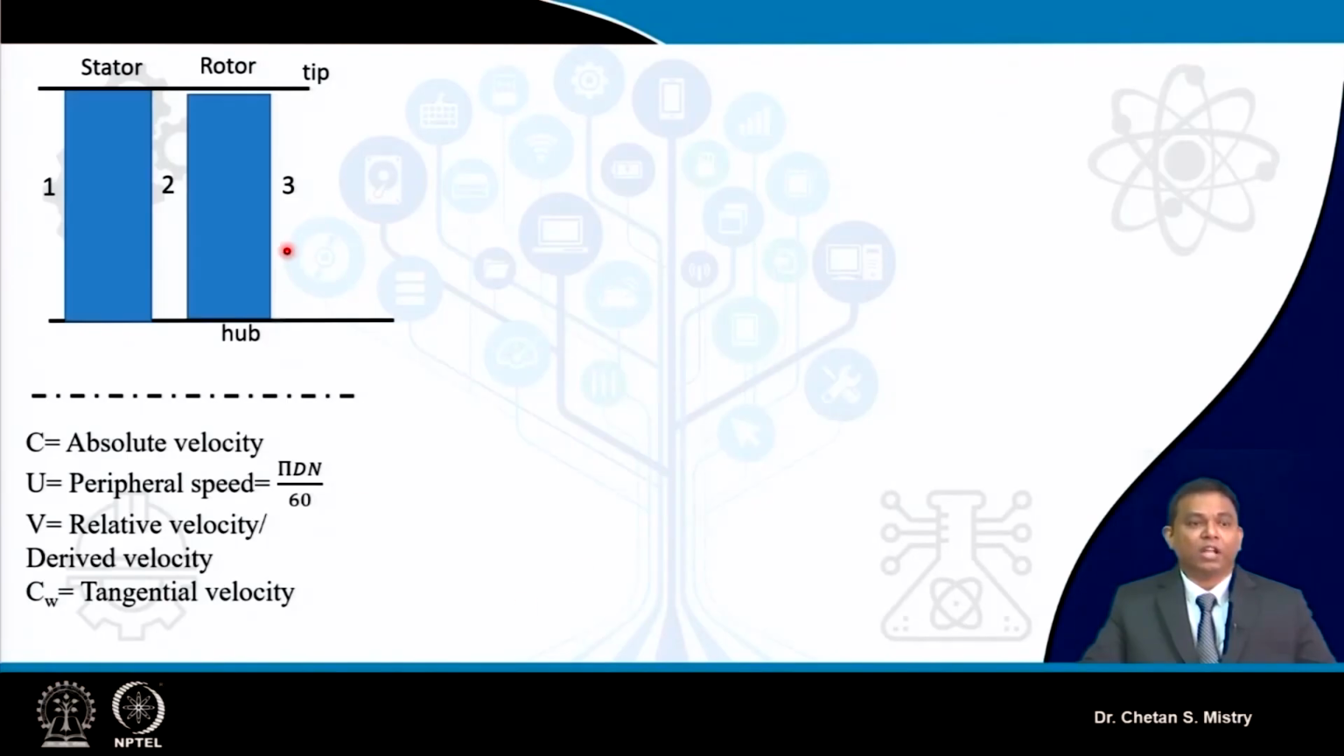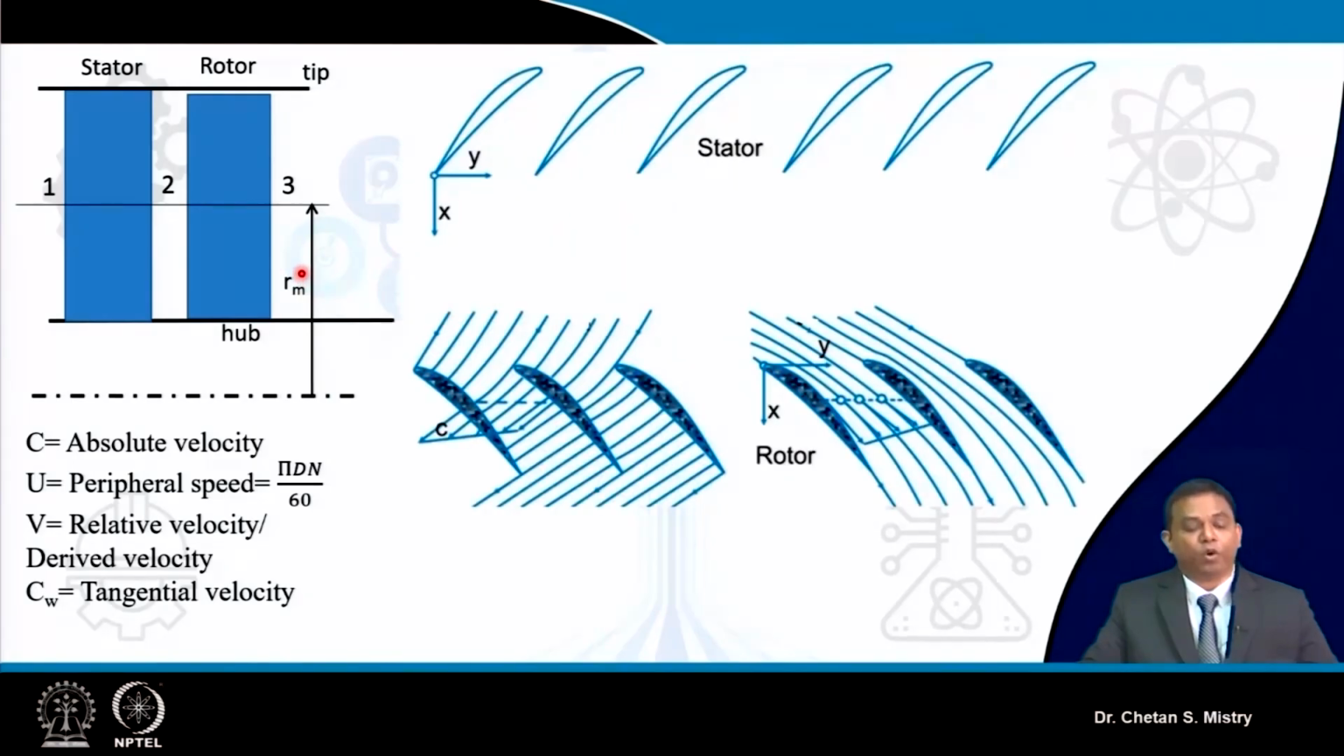Suppose I consider a stage, comprising a stator and a rotor. My entry condition I am writing as state 1, or station 1. This is station 2, and this is station 3. This is my mid radius. For this mid radius, I can put my aerofoil, so I am cutting my blades here. If you cut the blade here, it will come out as these kinds of aerofoils. This is my stator, this is my rotor. These are the aerofoils for my stator as well as rotor.